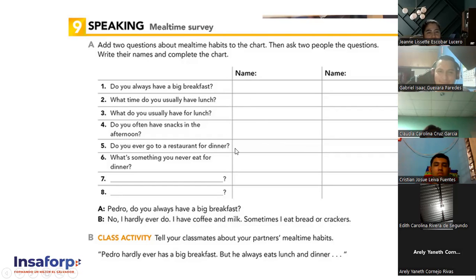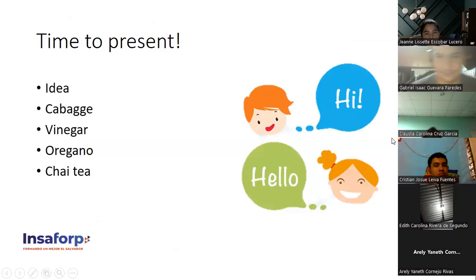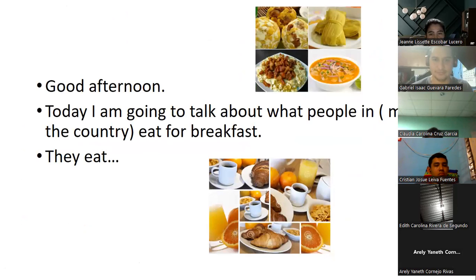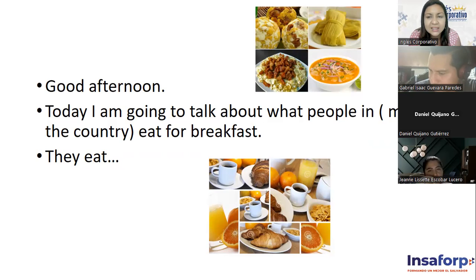Very nice. Excellent. Well, guys, we don't have enough time to continue with this, but we'll do it on Monday. But I need you to do something for next Monday. This is going to be individual work. You are going to investigate about breakfast from another country. This is an example. Today I'm going to talk about what people in Italy eat for breakfast. Italian people eat coffee, biscuit, cereal, orange juice, etc.